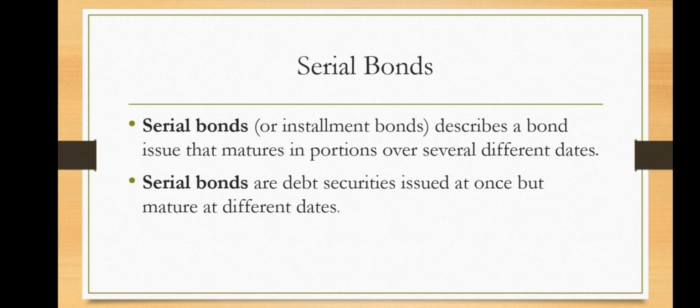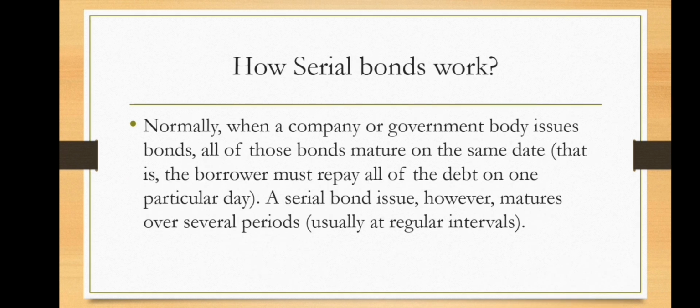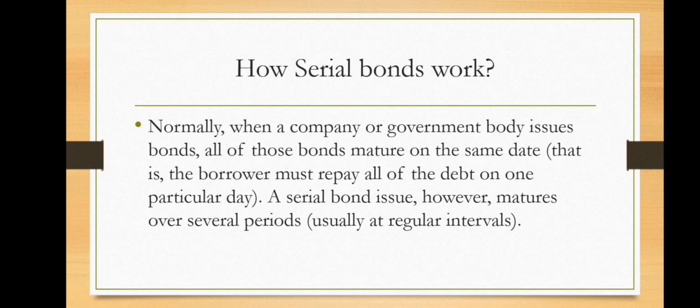Okay, so the question is, how do serial bonds work? Please listen carefully, because now we will learn together how serial bonds work. Normally, when a company or government body issues bonds, all of those bonds mature on the same date. That is, the borrower must repay all of the debt on one particular day. A serial bond issue, however, matures over several periods, usually at a regular interval. So, during the period of repayment of the interest, there is an interval.